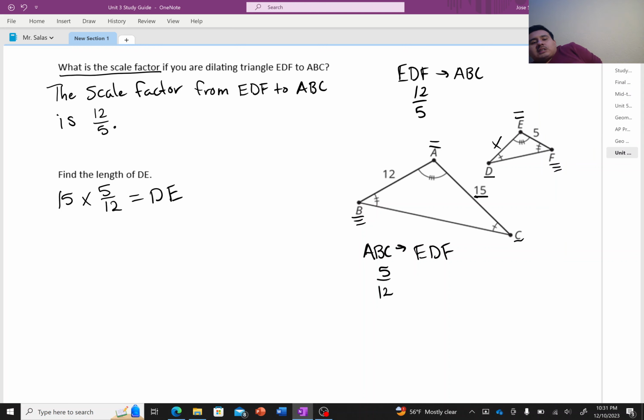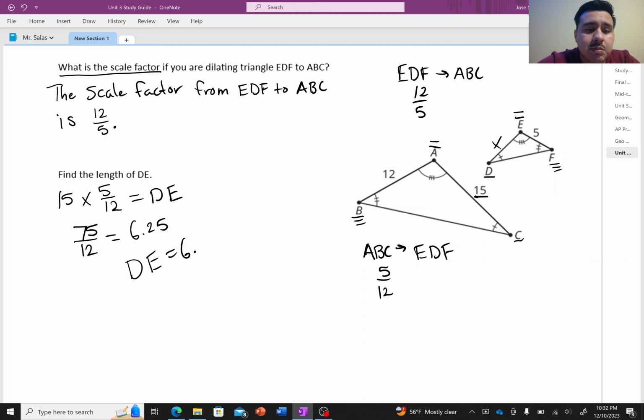I go ahead and grab my trusty calculator. I'm going to type in 15 times 5. In case you don't know what 15 times 5 is, it doesn't matter. It's okay. We can all use calculators. 15 times 5, that should give me 75. So it's 75 over 12, so I'm going to take that 75 and divide it by 12. That gives me 6.25. So DE is equal to 6.25.